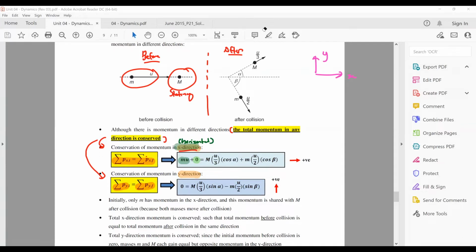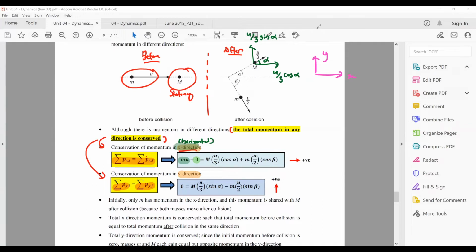If this one is angle alpha, this will be angle alpha here. So this one will be u over 3 cos alpha because it's adjacent to the angle. Whereas this one, if I shift it here to complete the triangle, will be opposite to the angle, so it will be a sine. So this one is u over 3 sine alpha.